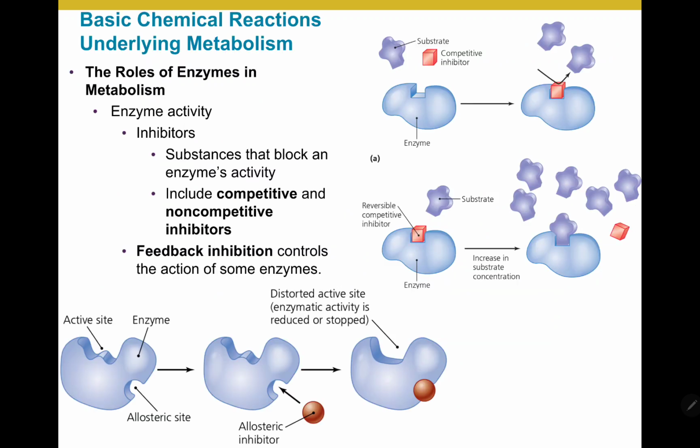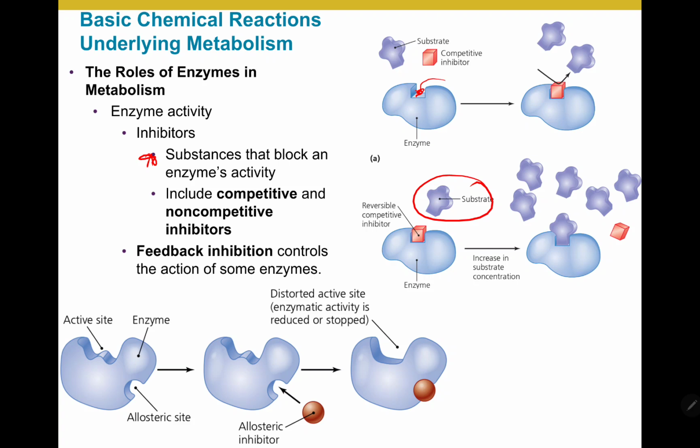Okay? Now, there are some types of inhibitors that you've got to remember. Inhibitors are basically substances that block an enzyme's activity. We have competitive inhibitors. A competitive inhibitor is going to compete for the binding site. So it's going to bind to the binding site, and it does not allow for the substrate to bind. So it's competing, right? Competitively binds.